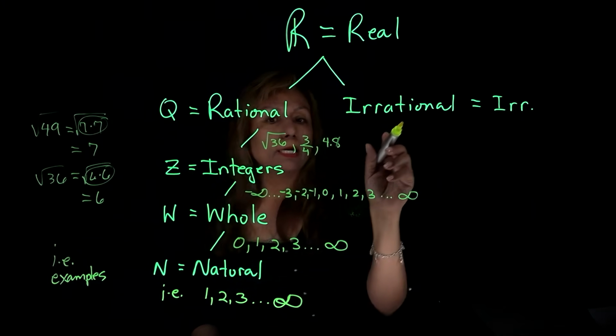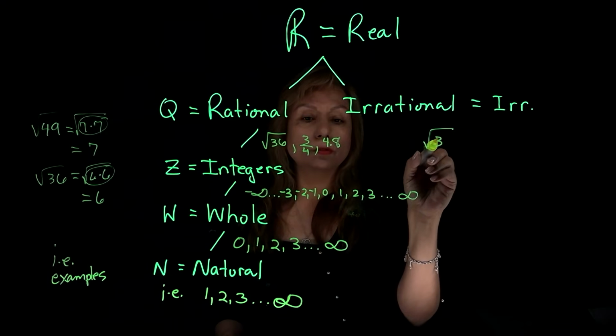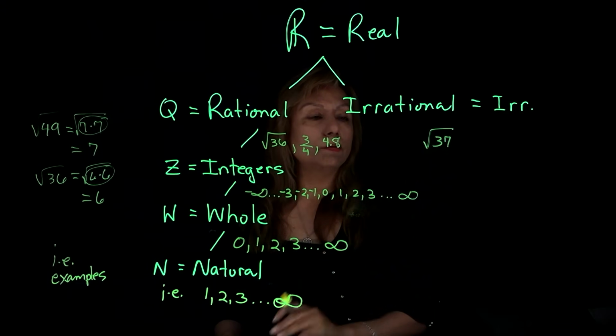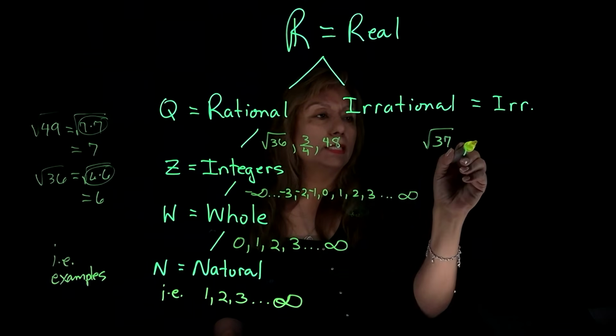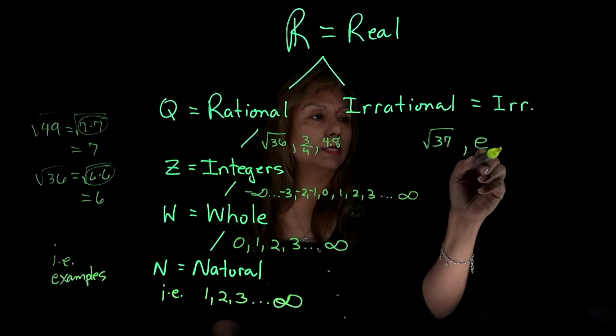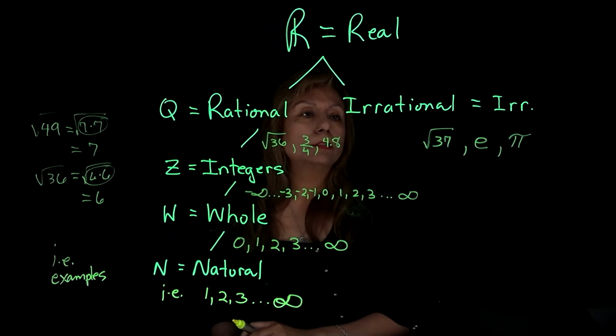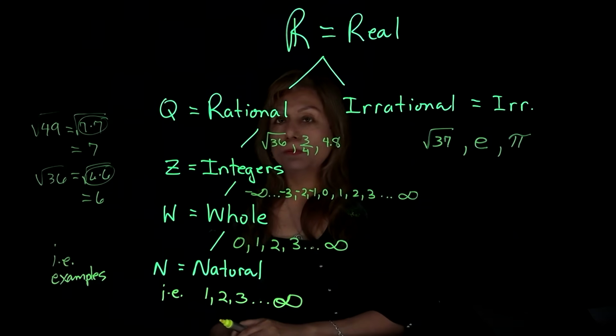Then let's go over here to irrationals. Irrationals would be non-perfect square roots. Square root of 37, that'd be a decimal. The base e symbol, 2.71, in case anyone remembered that, or we could put it in the calculator later. And then the pi symbol, 3.14. So these are good examples for our real numbers and our different categories.